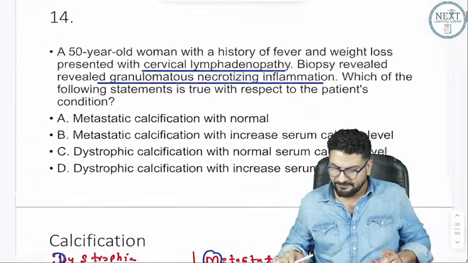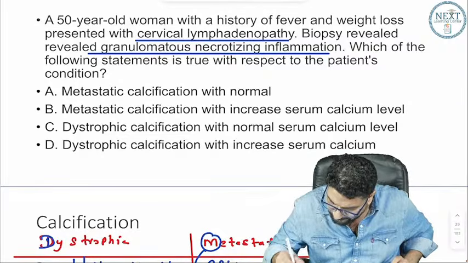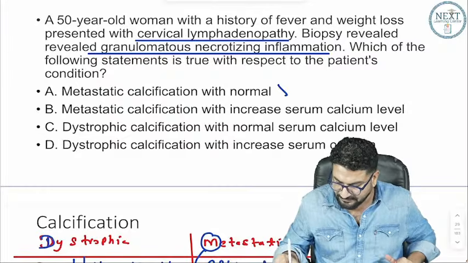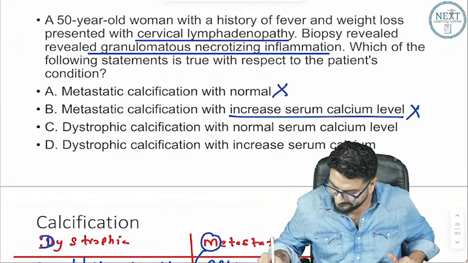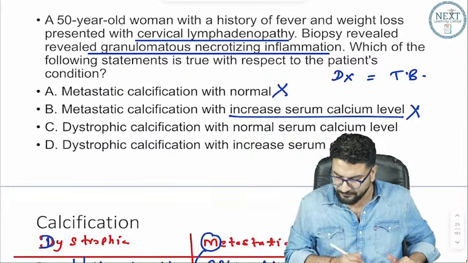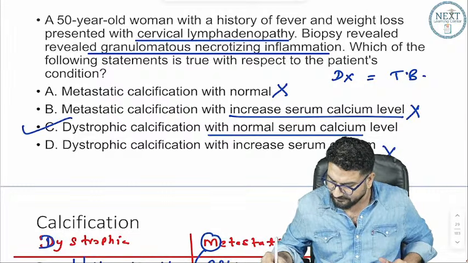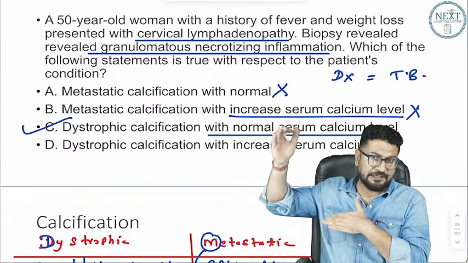So they are asking you TB. One thing is clear, in TB you will not have metastatic calcification, you will have dystrophic calcification. So these two options are ruled out. In metastatic calcification, serum calcium is never normal, so that is ruled out. In metastatic, serum calcium is increased, but it is not seen in TB. So the diagnosis is clear, it is TB of lymph node. In dystrophic calcification, serum calcium does not increase. So either they ask you a question on calcification meaning calcium value, or they ask you an example. Simple.